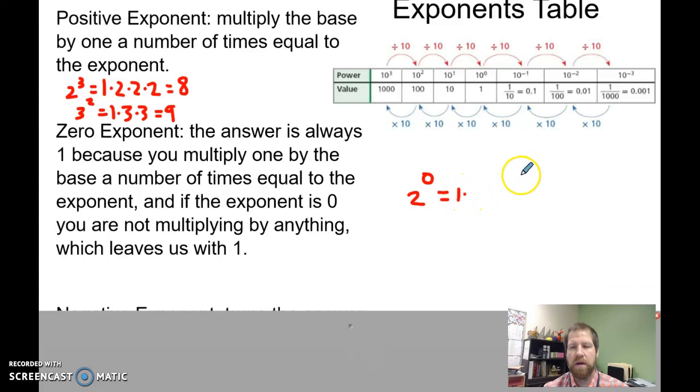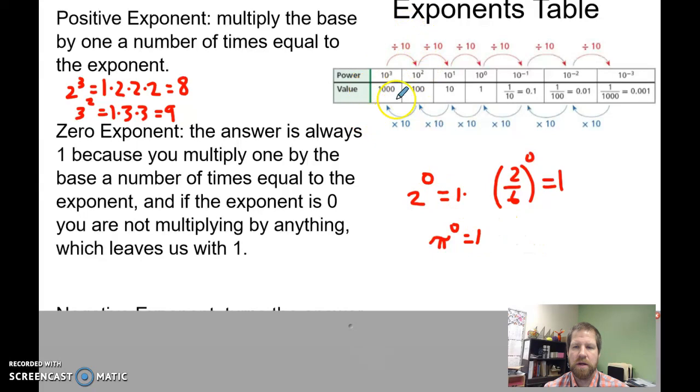It could be a fractional base, so 2 sixths to the 0 power is still equal to 1. Pi to the 0 power is still equal to 1. So it doesn't matter what the base is. If it's taken to a 0 power, if the exponent is 0, your answer is going to be 1.